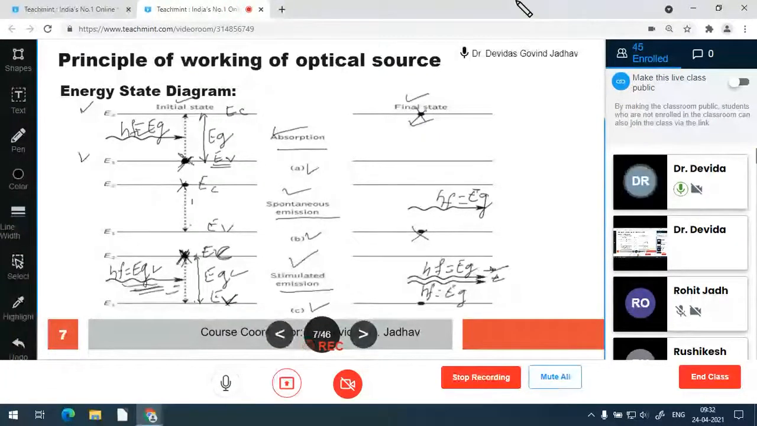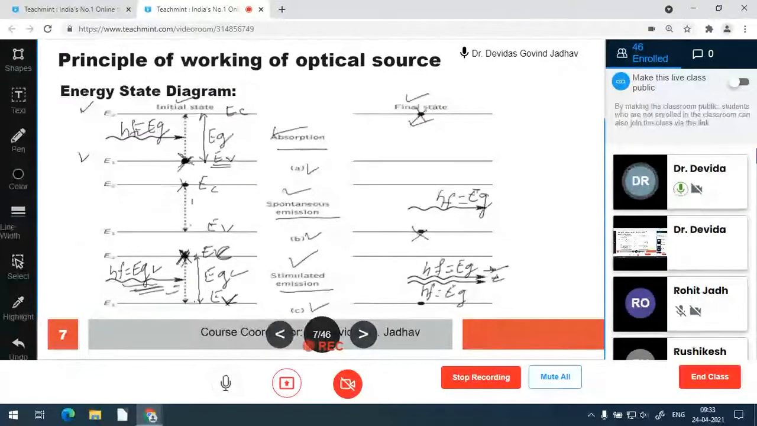So one photon is the stimulating photon, and the other is the stimulated emission photon, the emitted photon. This process is called stimulated emission. One is spontaneous emission. Spontaneous emission takes place randomly, on its own, and stimulated emission takes place due to the external photon.